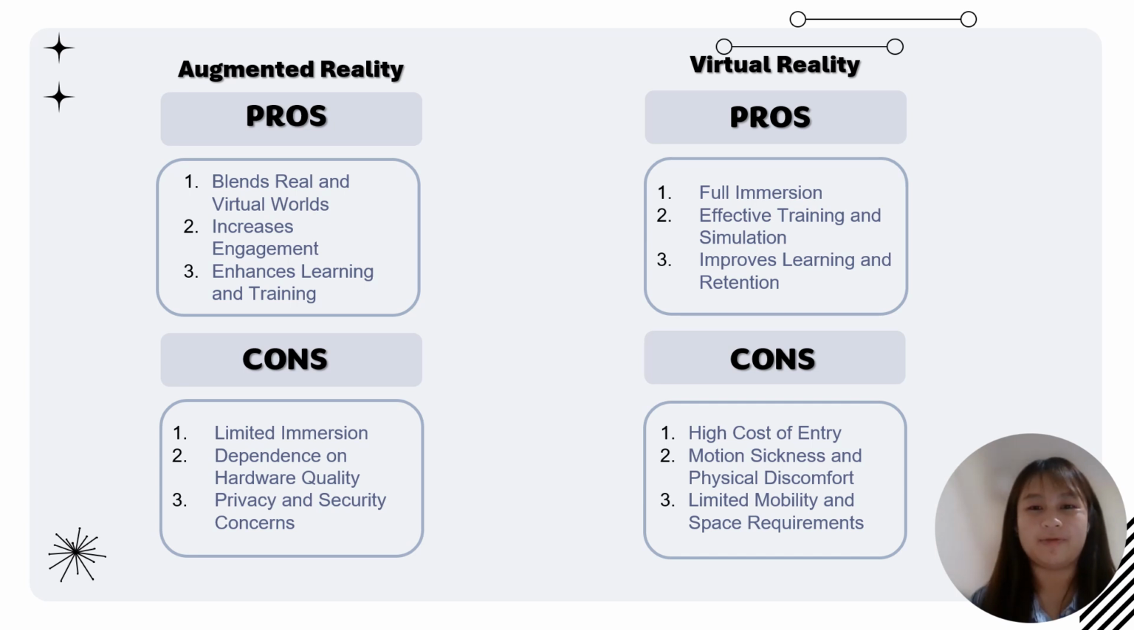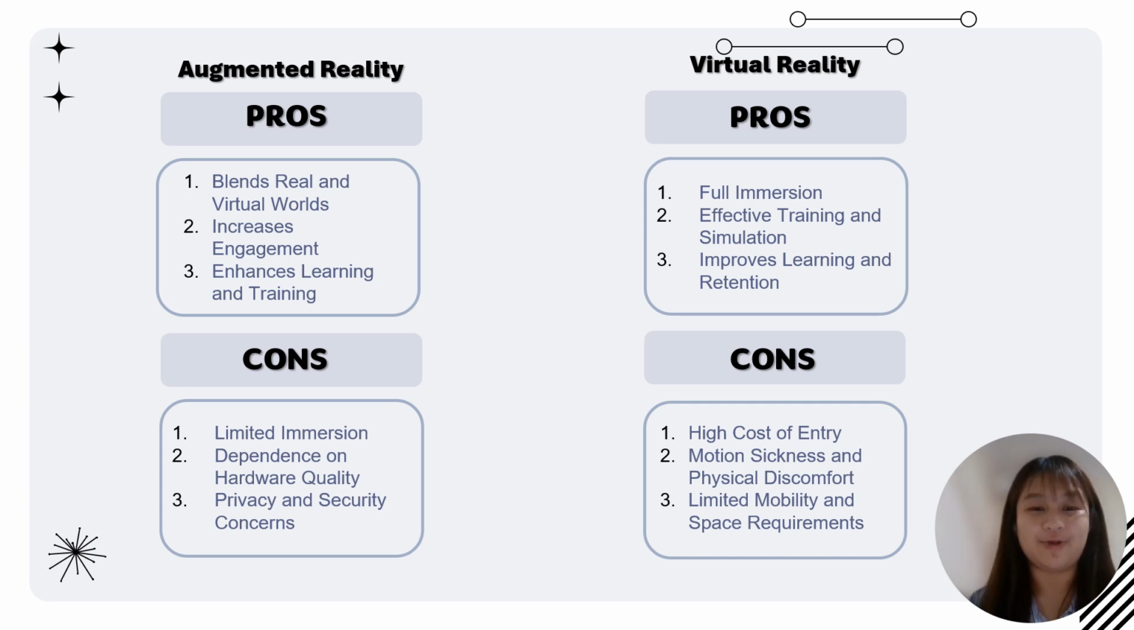Now I'm going to present the pros and cons of augmented reality and virtual reality. The pros of AR are that it blends real and virtual worlds, increases engagement, and enhances learning and training. Its cons are limited immersion, dependence on hardware quality, and privacy and security concerns. For virtual reality, the pros are full immersion, effective training and simulation, and improved learning and retention. Its cons are the high cost of entry, motion sickness and physical discomfort, as well as limited mobility and space requirements.